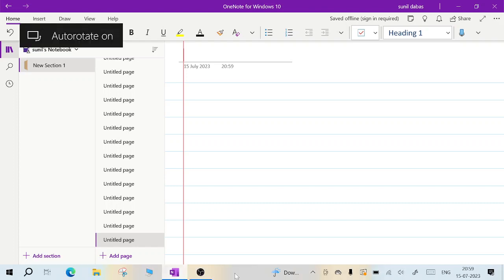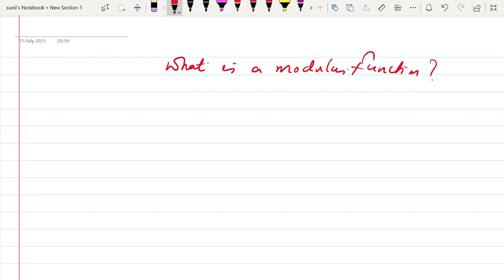I just came to know that most of the students are stuck in the modulus function. So, guys, let us understand it. What is a modulus function? Now, guys, how do we define it?